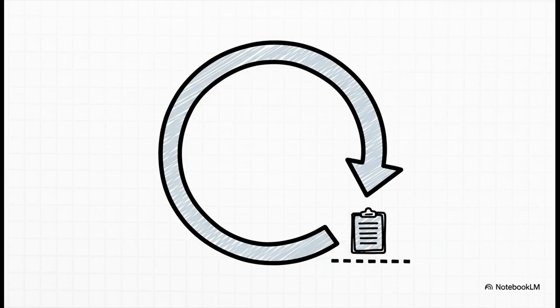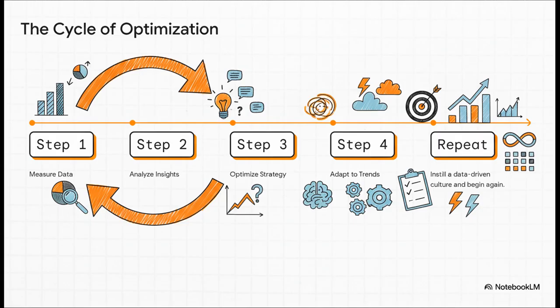The data you collect today isn't the finish line of the last race. It's the starting line for the next one. And this creates this amazing, powerful cycle of optimization. You measure the data, you analyze it for insights, you use those insights to tweak and optimize your strategy, you adapt, and then you do it all over again. It's a loop that just keeps making your marketing smarter and more effective over time.